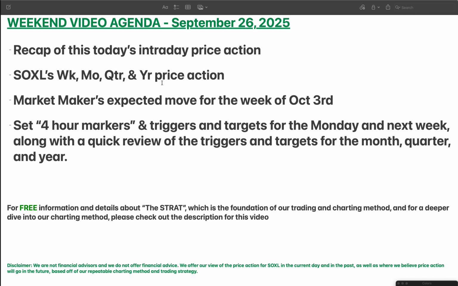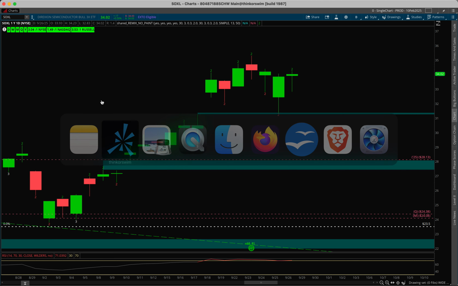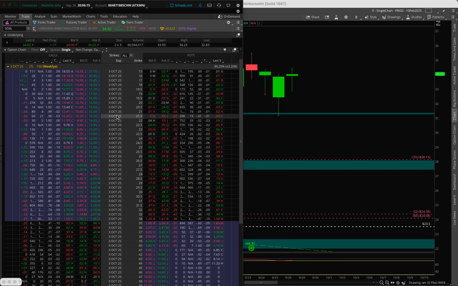So if we just go back in here, we've looked at everything from the year perspective and the intraday price. Let's look at the market maker's expected move for this week. To do that, we're using Thinkorswim here. We go to our options chain for next week, October 3rd, and we can see that there's a market maker's expected move of plus or minus $3.21.